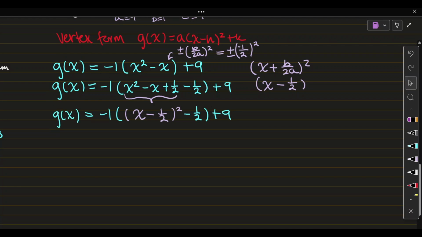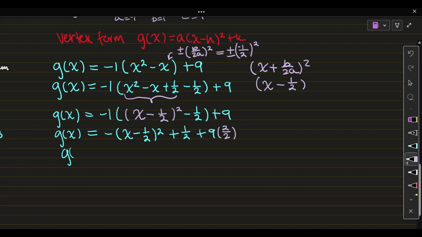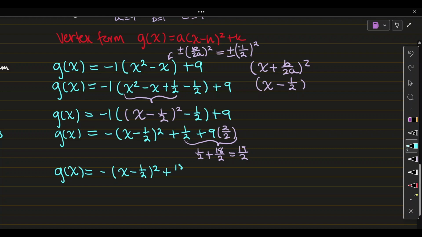So all I did here is rewrite this square. Now I can go ahead and distribute this -1. So I have negative (x minus 1/2) squared plus 1/2 plus 9. And then finally I can combine that positive 1/2 and that 9 by giving this a common denominator, multiplying by 2 over 2. 1/2 plus 9 times 2 is 18 over 2. This is going to be 19 over 2. And what I'm left with is that g of x is equal to negative (x minus 1/2) squared plus 19 over 2.